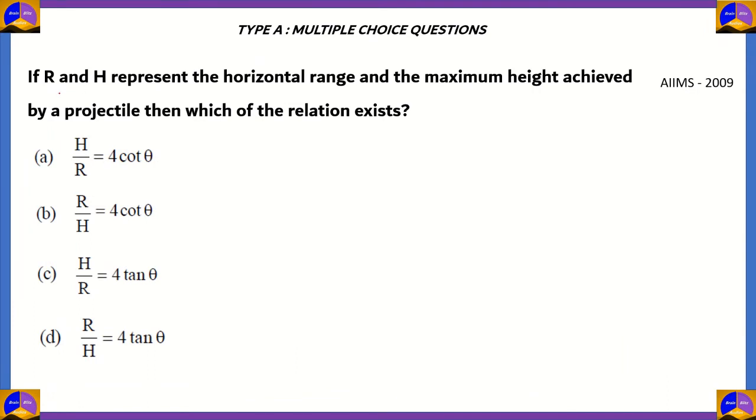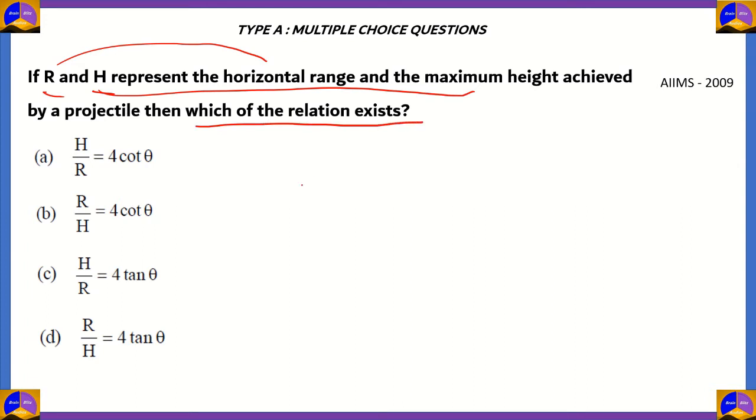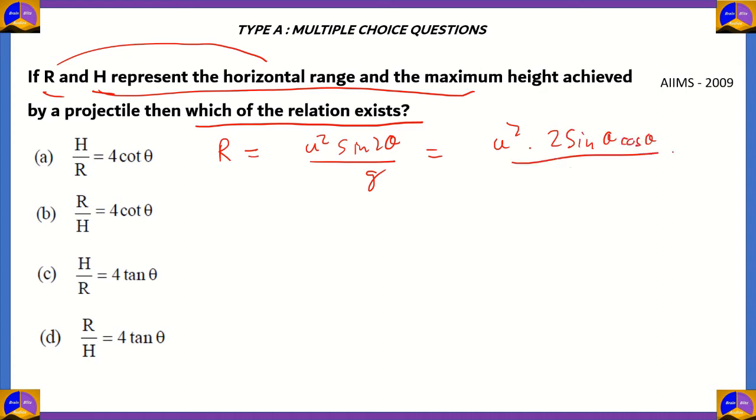Let's look at question number 2. If R and H represent the horizontal range and the maximum height achieved by a projectile, then which of these relations is correct? H by R is 4 cot theta, R by H is 4 cot theta, H by R is 4 tan theta, R by H is 4 tan theta. So over here we need to use the formula. The formula for horizontal range is u squared sine 2 theta divided by g, which we can write as u squared times 2 sine theta cos theta divided by g. Maximum height can be written down as u squared sine square theta divided by 2g.